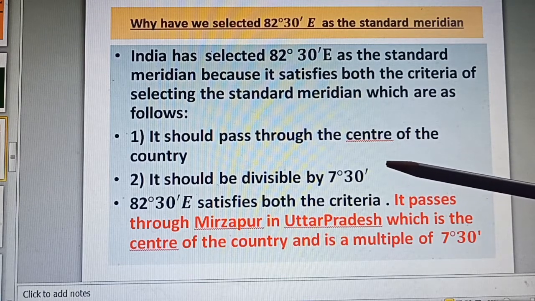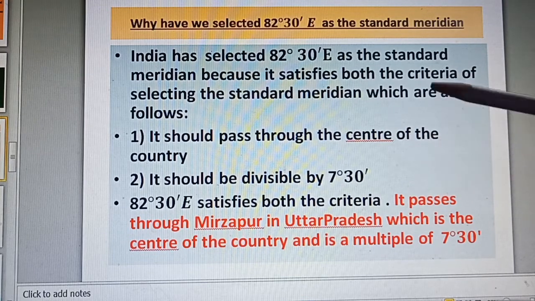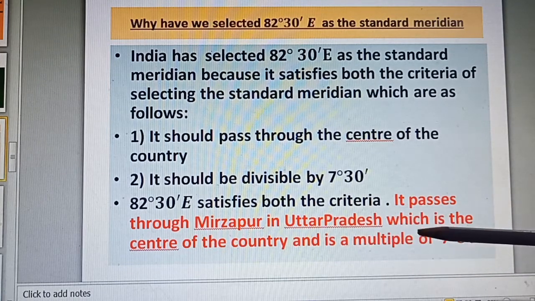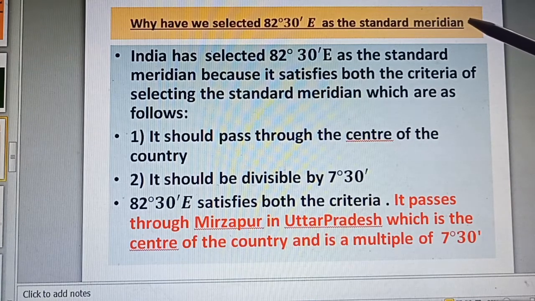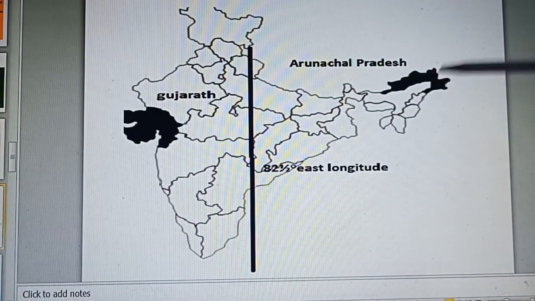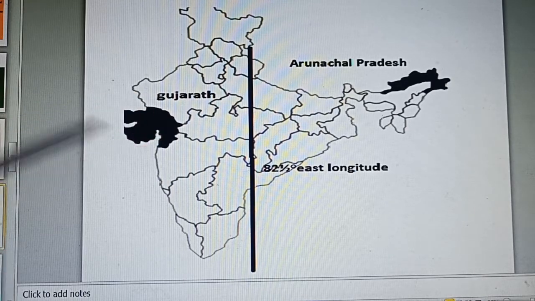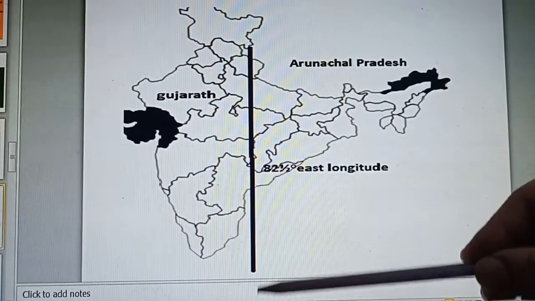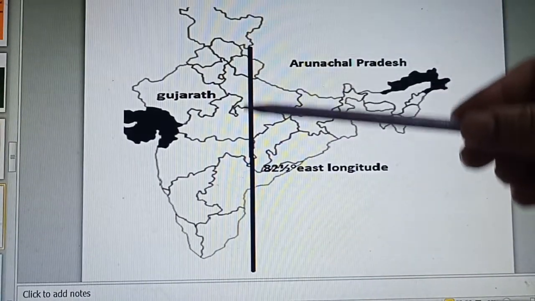And 82.5 degree east, 82 degree 30 minutes east satisfies both the criteria. It passes through Mirzapur in Uttar Pradesh, which is the center of the country, and is a multiple of 7 degree 30 minutes. So as it satisfies both the criteria, we have selected 82 degree 30 minutes east as the standard meridian. This is the standard meridian. This is Arunachal Pradesh, the easternmost state of India, and this is Gujarat, which is the westernmost state of India. And this is the standard meridian which passes through Mirzapur, the center of our country.